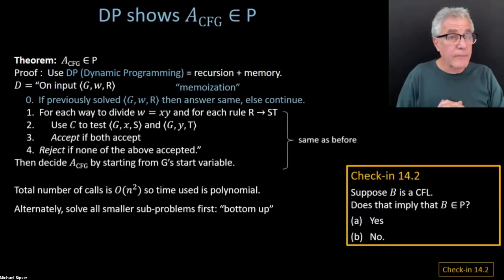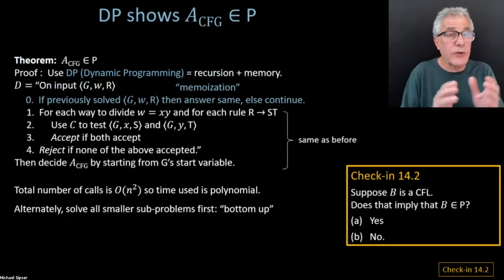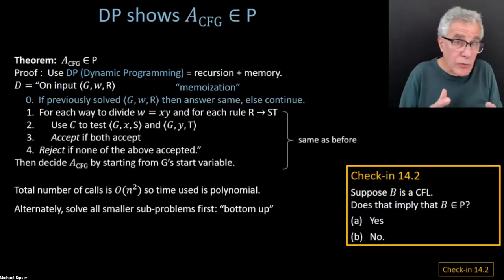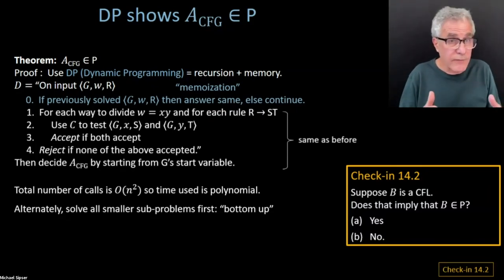There are potentially different numbers of variables in different grammars. So you have to add an extra factor, which would be at most the size of the input, because that's as many variables as you could possibly have. So it really should be, I think, order n cubed to take that into account as well.